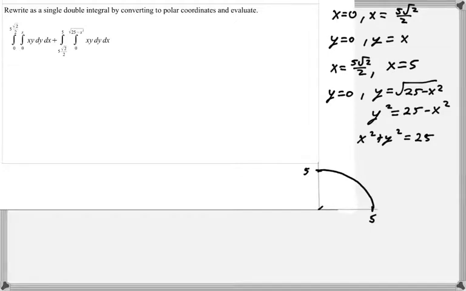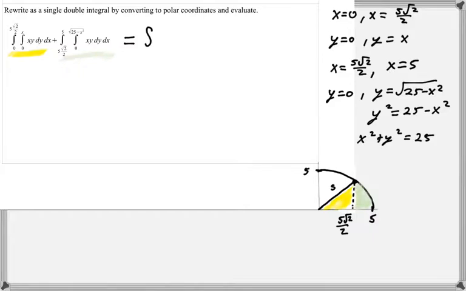Okay. And then the first integral, the y is going from 0 to just x, so that's your identity right there, and that intersection there is going to be 5 root 2 over 2, and so that's what the first integral represents, that area right there. The second integral does the rest from 5 root 2 over 2 to 5, and then the upper function is the square root of 25 minus x squared. That's the circle.